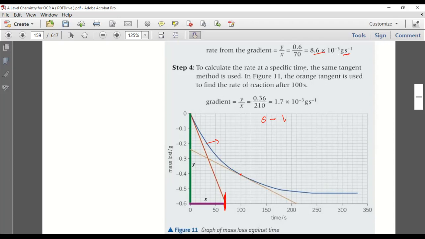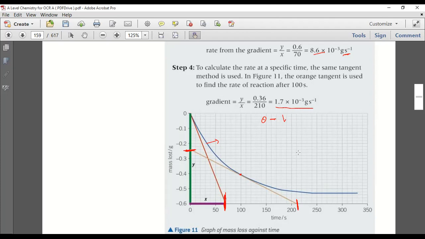Now calculate the specific reaction rate. The same tangent method is used in this figure. The orange tangent is used. Now this is the specific reaction rate, which means at this point, again you draw a tangent. Now this is this one, and time is this. So we have around 0.25, so this will become 0.36. This is 0.36, so y is 0.36 divided by 110. You will get 1.7 times 10 power minus 3 gram per second.